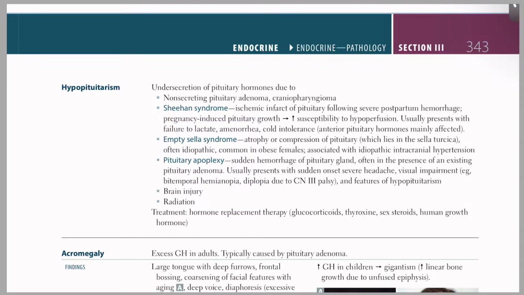Treatment includes hormone replacement therapy such as glucocorticoid, thyroxine, sex steroid, human growth hormone. Got it.